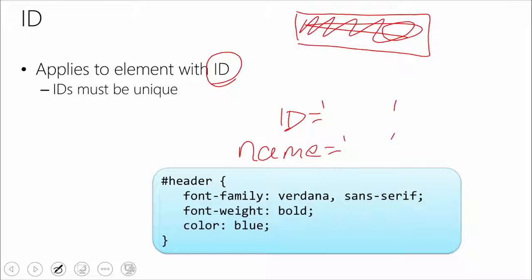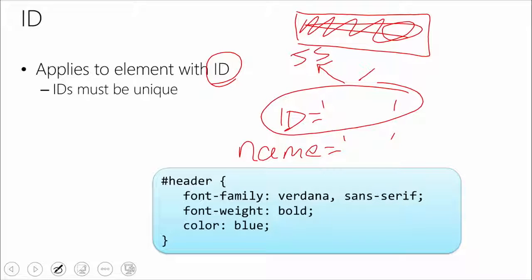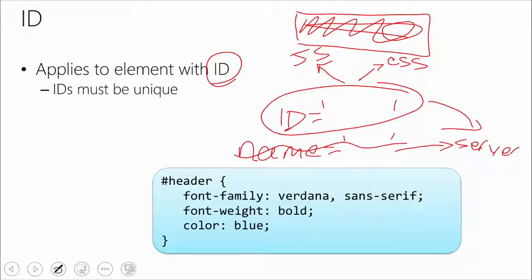And it's a good question. ID is what we can use with JavaScript and with CSS. Name is what's going to be sent back up to the server. Now, if it turns out that you didn't put in a name, then in that case, the ID would be sent up to the server. But if you do have a name, that's what's going to be sent up to the server.